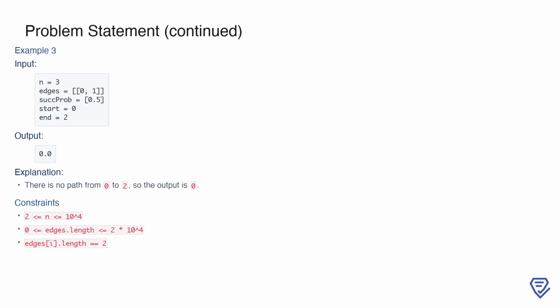In the third example, the graph is much simpler. We only have one edge, 0-1, with a success probability of 0.5. The task is to find the maximum probability of traveling from node 0 to node 2. However, there is no edge connecting 0 to 2, either directly or indirectly. Since no path exists between the start and end nodes, the output is 0. This highlights an important case where a disconnected graph results in no valid solution.